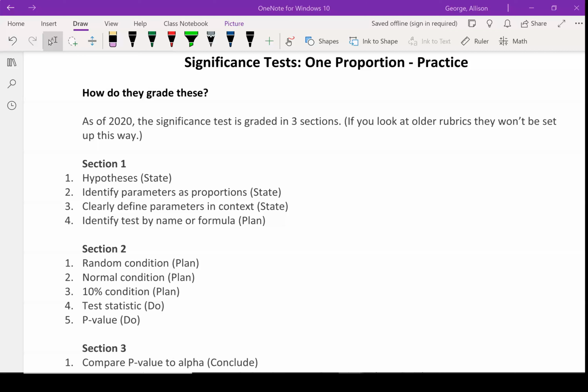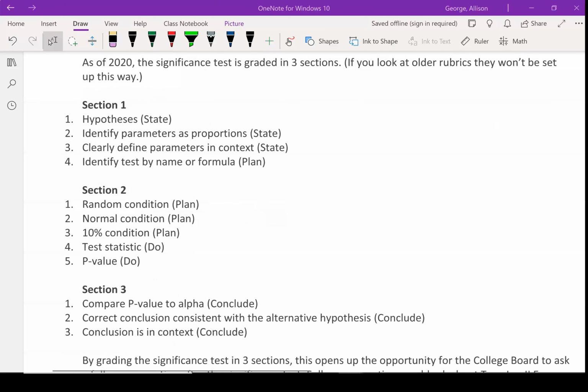Then section 2 is where all the math is. So it's checking your 3 conditions, actually finding your z-score, and then finding your p-value. Then section 3 is basically your entire conclude section of state, plan, do, and conclude. It gets its own grade. The conclude is where you're comparing your p-value to your alpha, so you're saying it's bigger than or smaller than. You are making your correct conclusion, meaning you are either rejecting or failing to reject. And then you're putting your conclusion in context. So those 2 sentences that we write for the conclude cover all 3 of those.